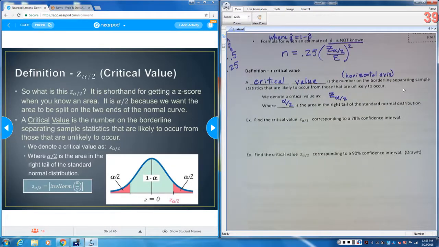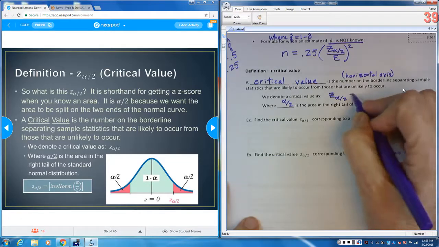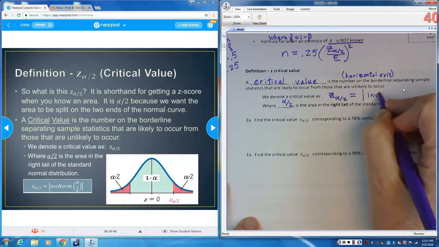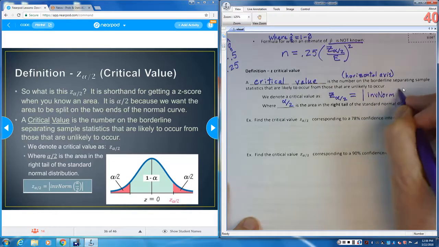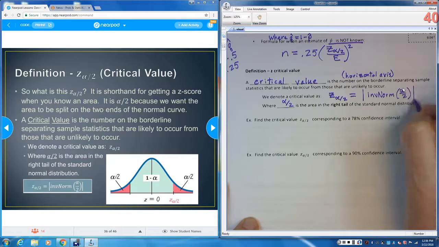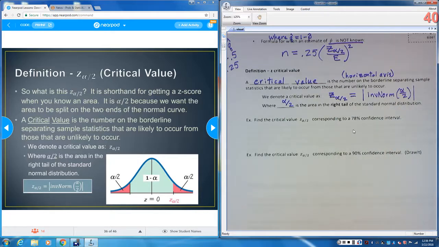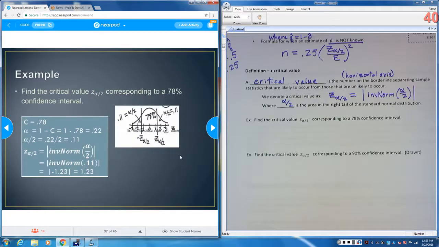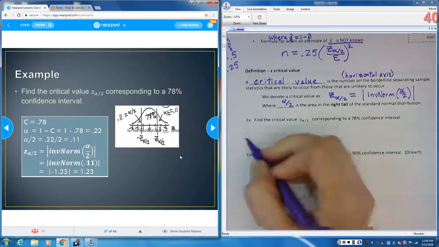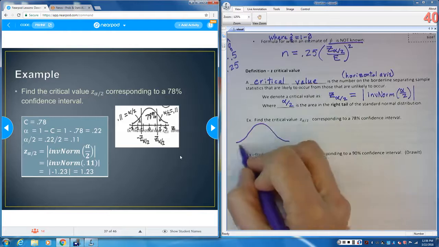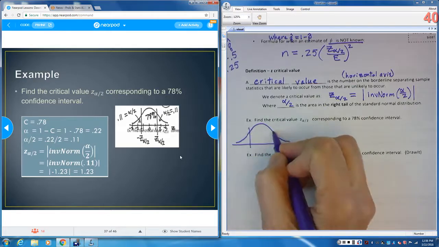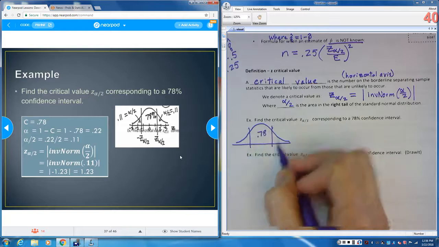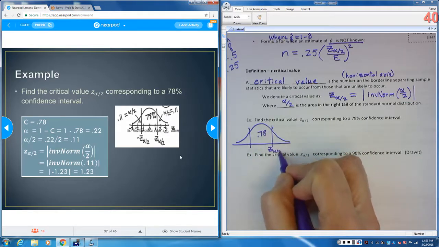Okay, so we're going to find some critical values, and you can find the critical value using the absolute value of inverse norm of alpha over 2. So we're going to find that critical value. Here's an example. It says it's a 78% confidence interval. So draw the picture. Then we have 78% in the center. This is our z subscript alpha over 2.